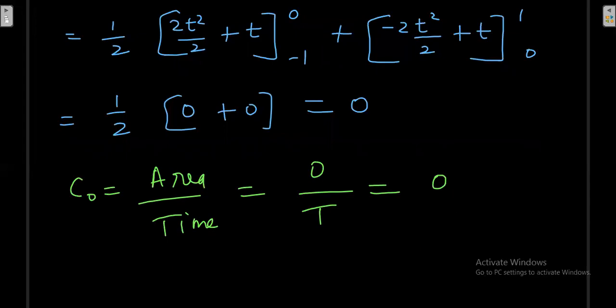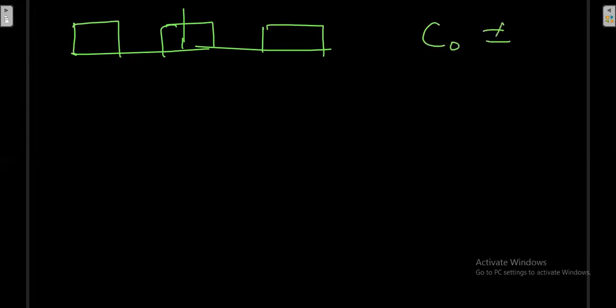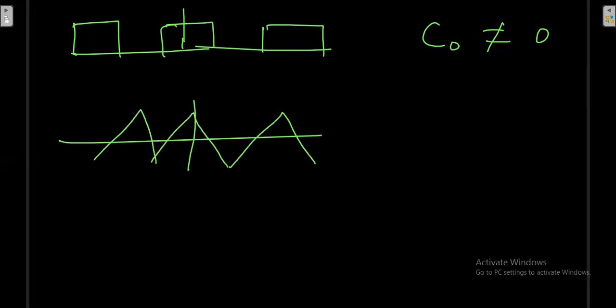But in the last example, in the last class, we chose some signal like this. There C naught is not equal to 0, but that is also an even signal. But now we have chosen a signal something like this, and now we are getting C naught equal to 0. So that means, whenever the signal is an even signal, the average value may be 0 or may not be 0. Again, it all depends on the shape.